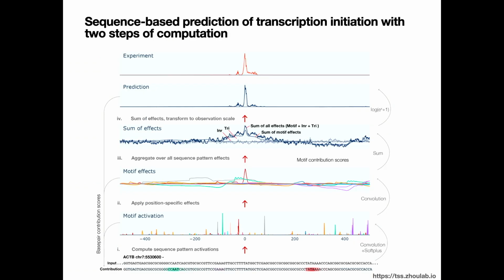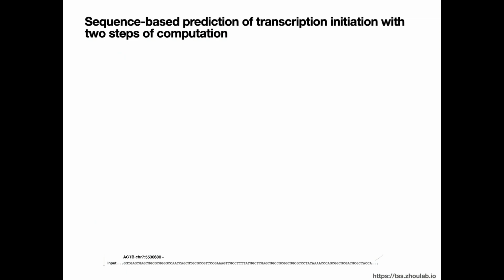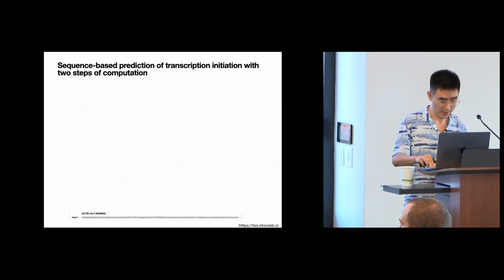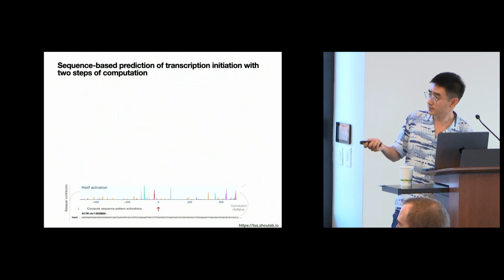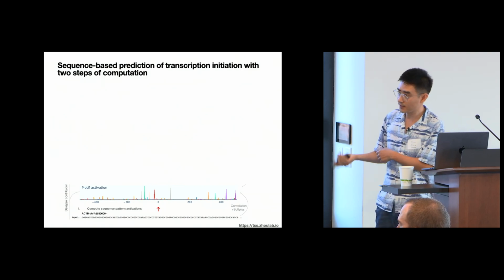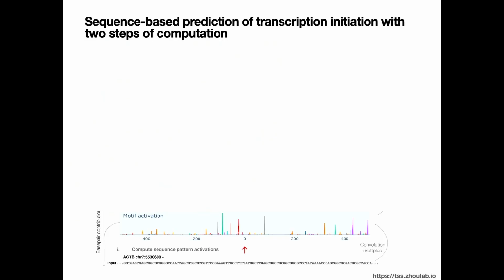So how does this model work? We summarize it in this diagram. And actually, it's very simple, just doing two steps of computation, mainly. So I'll go through that step by step. The first step is that we start from the genomic sequence, and we scan for motifs that are present in the sequence. How it's done is through a convolution layer with the softplus activation function, and you get this motif activation profile. We use different colors to indicate different motifs, just detecting the motif positions.